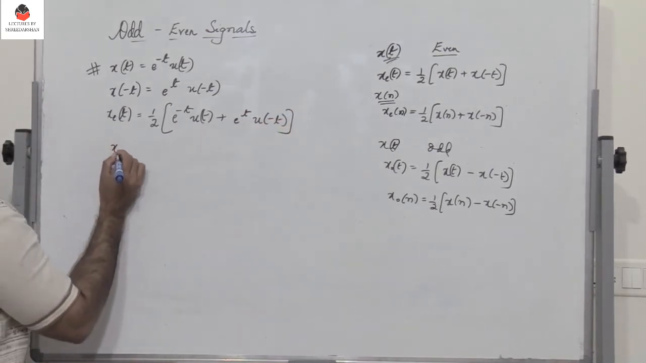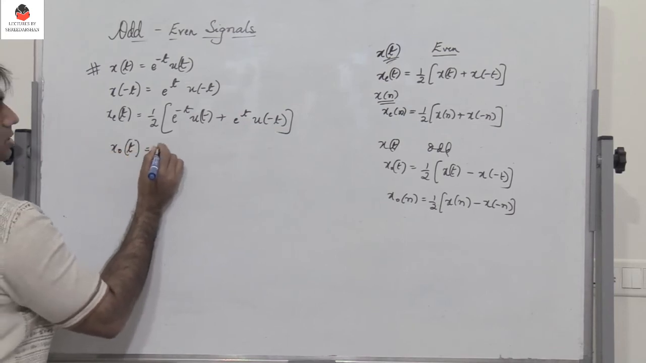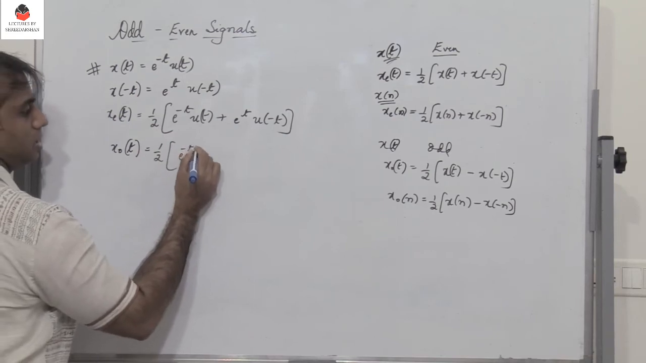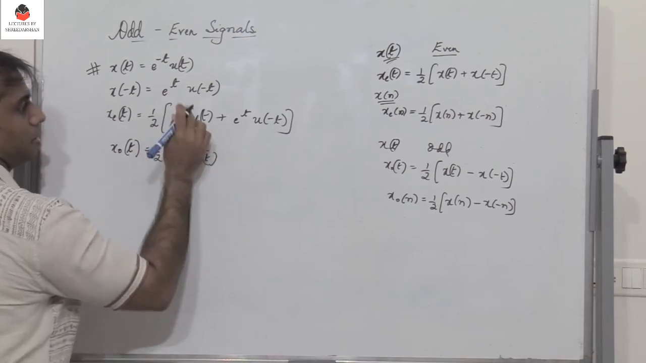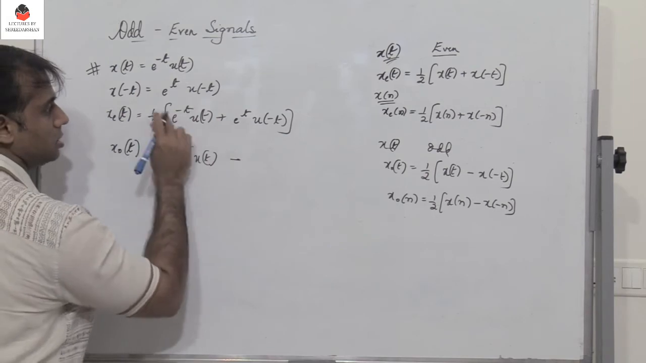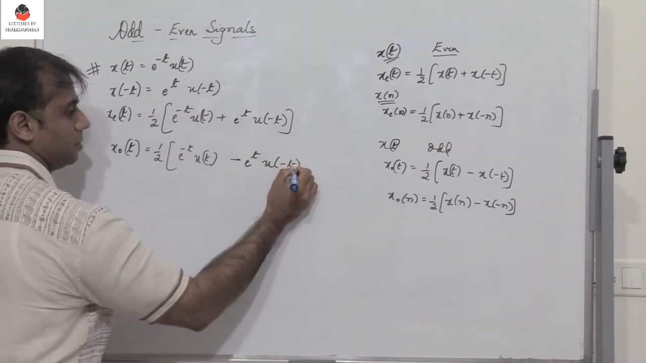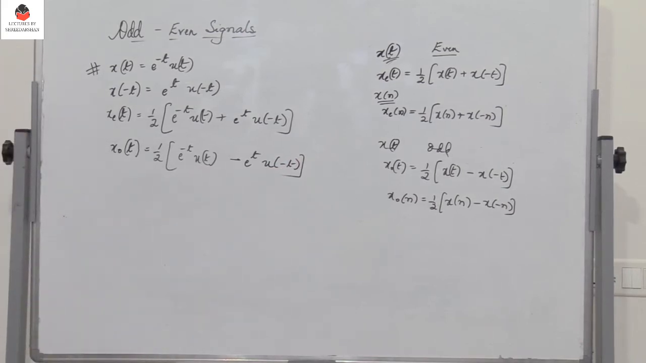And what about the odd component? X O of t is half of x of t, which is e power minus t into u of t, minus this value, which is e power t into u of minus t. Right? A very easy problem, where we have to find the even as well as the odd component. Next.